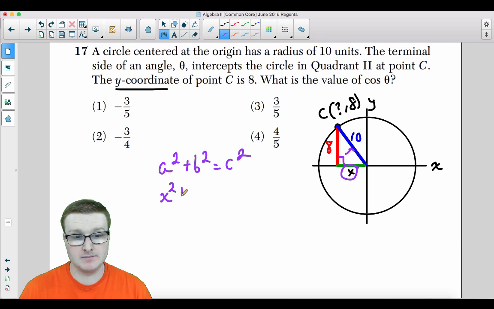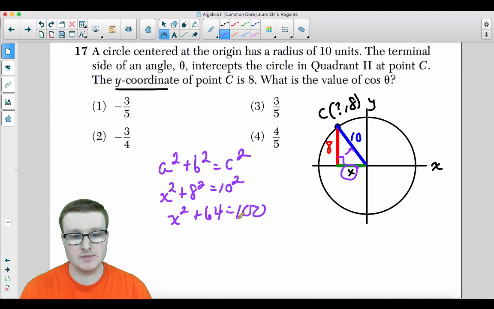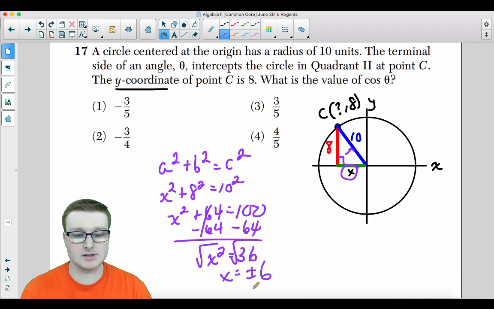So we get x squared plus 8 squared equals 10 squared. x squared plus 64 equals 100. Subtract the 64 on both sides. We get x squared equals 36. Take the square root. Then we get x is equal to plus or minus 6.